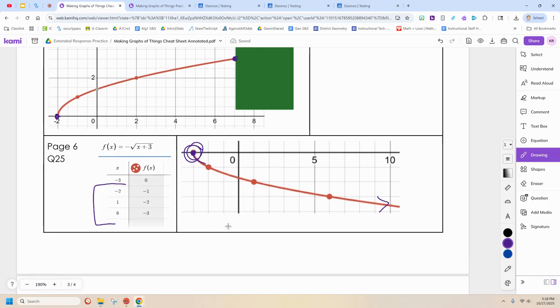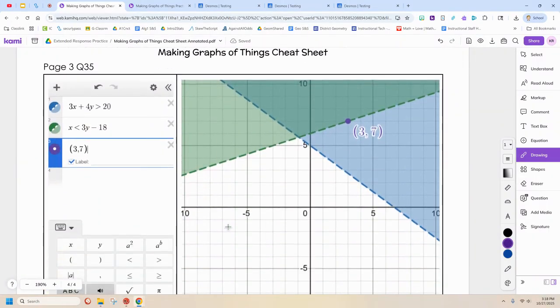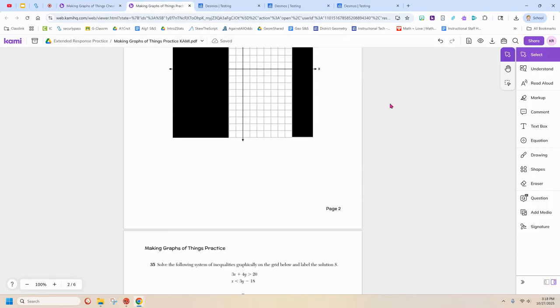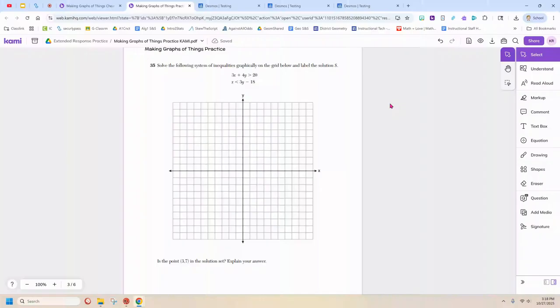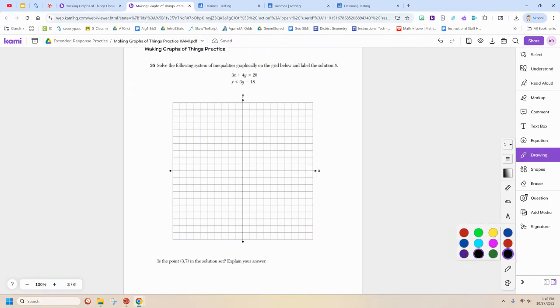Okay, so I think there's one more page to do in the cheat sheet. There's a lot going on in this one. Okay, so this is page 3, question 35. So I'm going to go to page 3. Now, let me talk about this. I'm so sorry. The graph that you received did not have an X or a Y axis on it. So if it's not there, take a moment to draw it in.